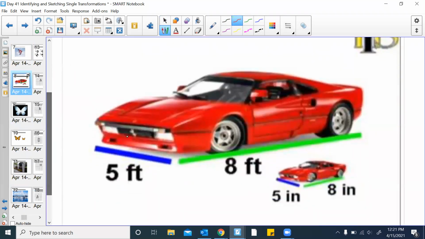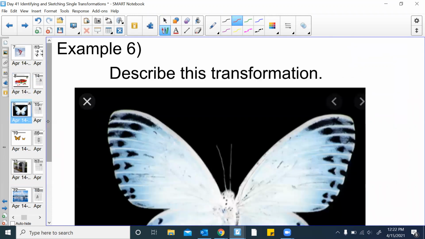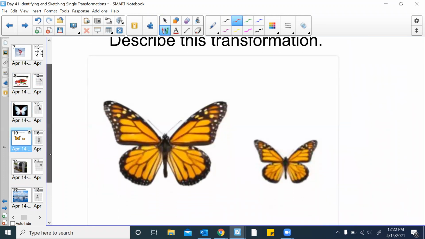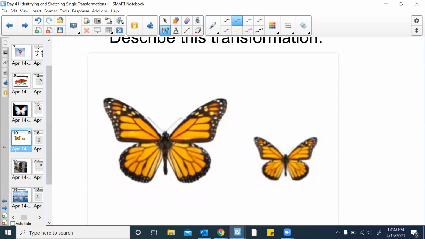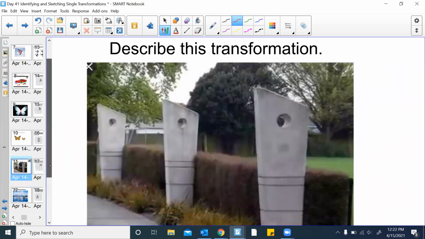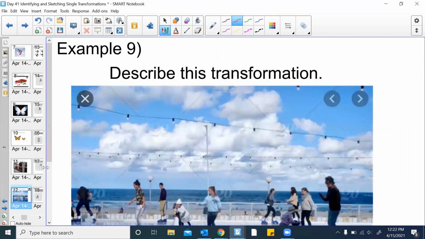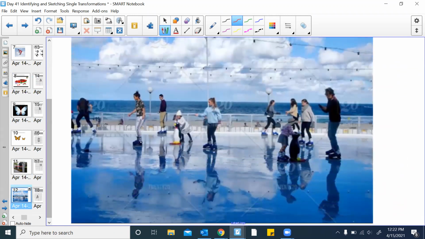All right, dilation, we have a small car and a big car. They almost give us a scale factor. It looks like the scale factor is 12 inches. That would be your scale factor. Reflection, right? If we cut this right in half. Another butterfly, but it's definitely dilation. I would say this is translation. These guys are moving. And again, reflection right here.